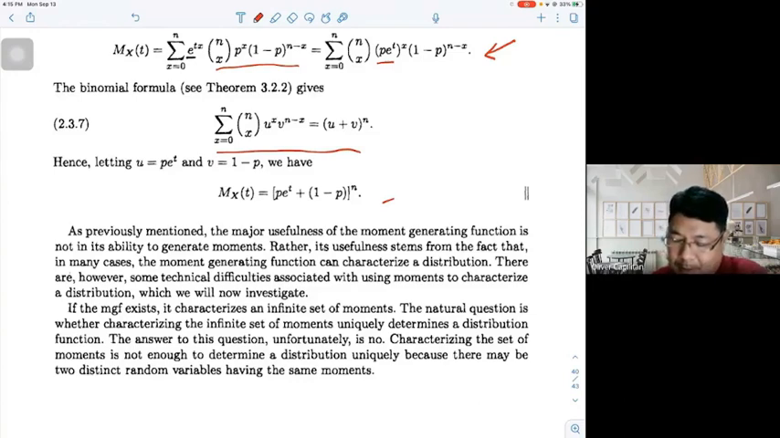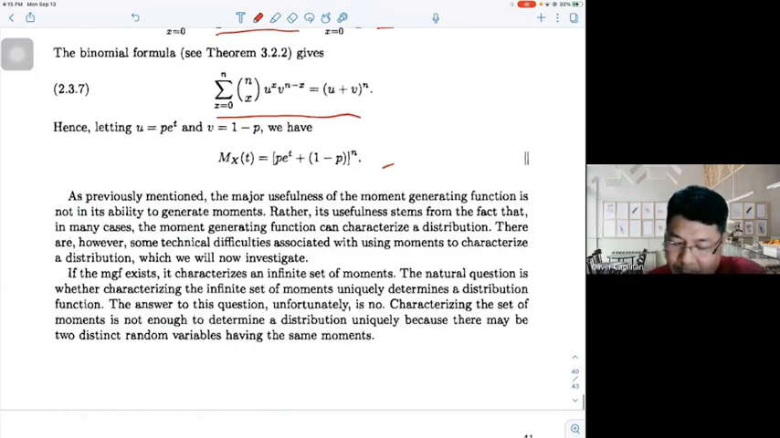However, if we characterize it by the infinite set of moments, does it uniquely determine a distribution function? Pabaliktad naman tayo. To answer that question, unfortunately, the answer will be no. There are distinct random variables having the same moments. So it does not mean na pag characterize natin yung moments, then we can uniquely determine the distribution of our random variable.